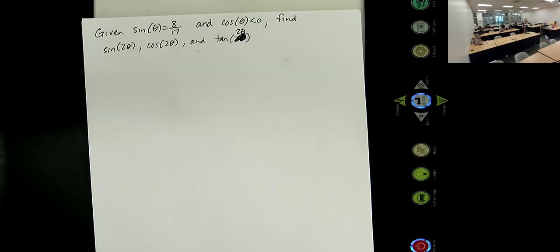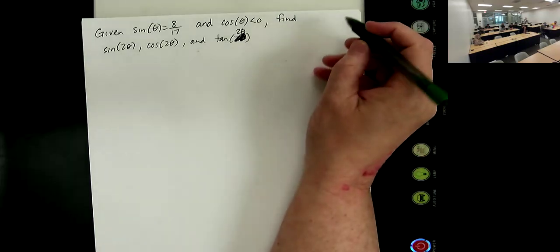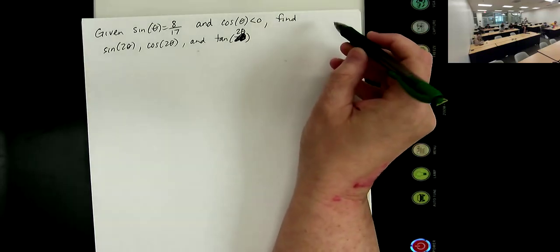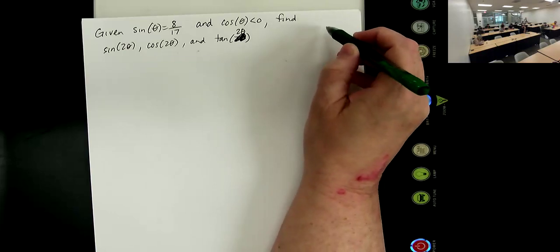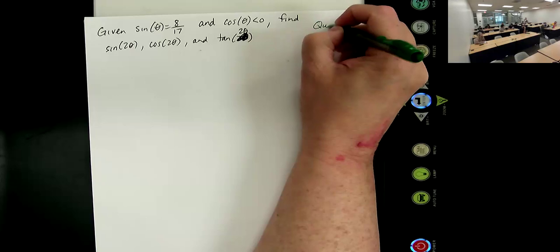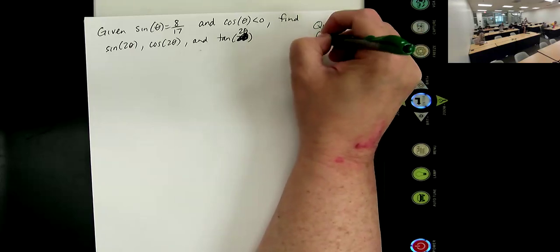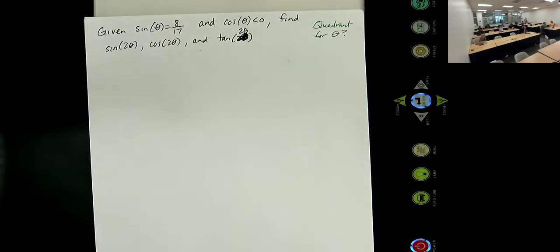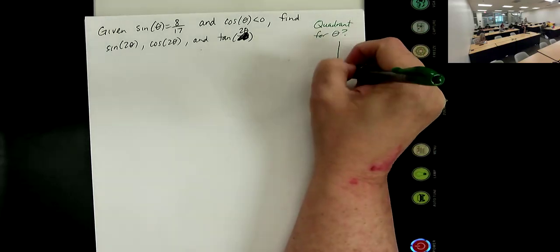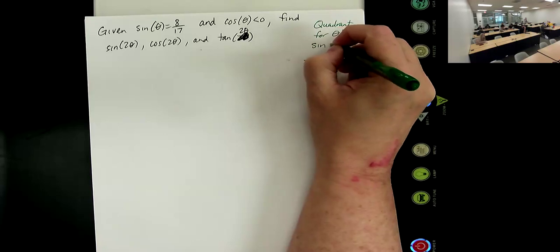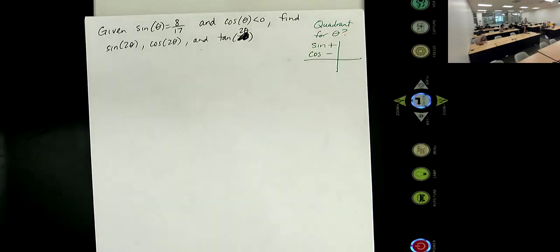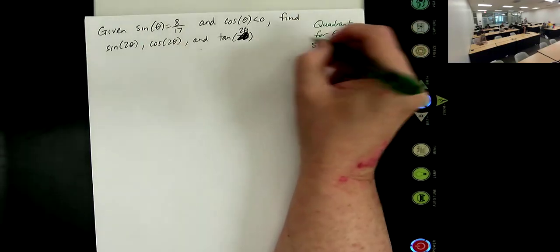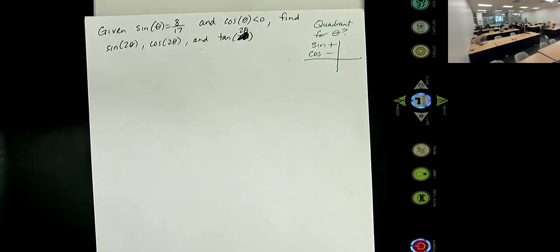Alright, so what quadrant is theta in? Why do you say that? Sine is positive with the positive line, and if cosine doesn't do it, it's negative. Sine is positive, cosine is negative, that is indeed quadrant 2. So that's gonna help us identify whether we need a negative sign or positive sign when we're doing this stuff.